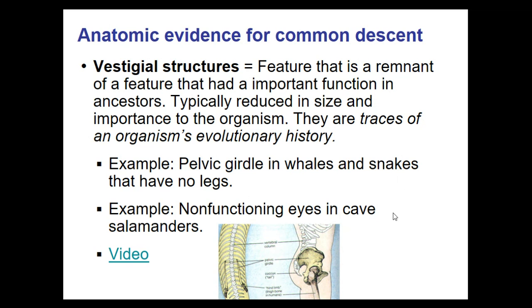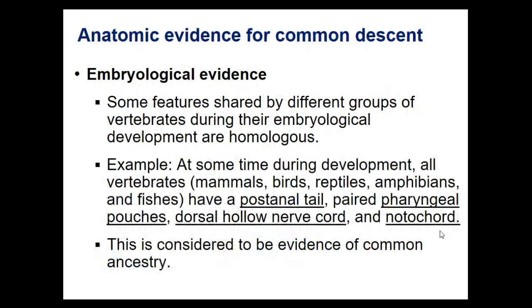So it's believed that they just have these eyes because they're left over from their ancestors that did not live in caves and that did have functioning eyes. So that's believed to be evidence of evolution. Embryological evidence: features shared by different groups of vertebrates during their embryological development.